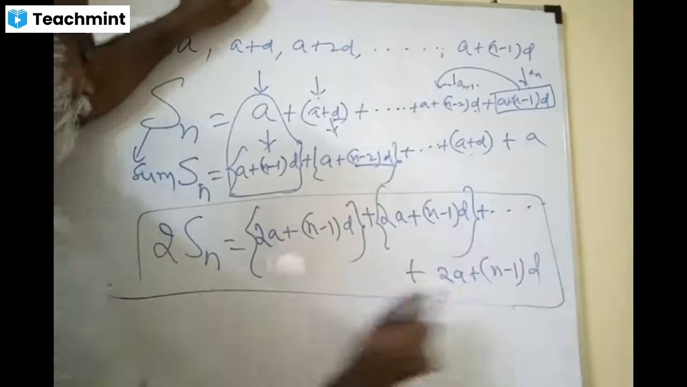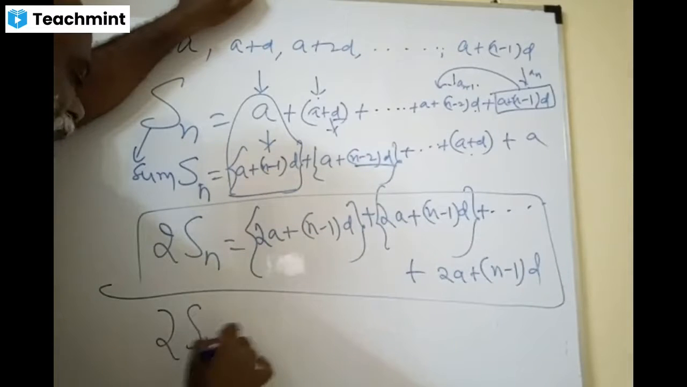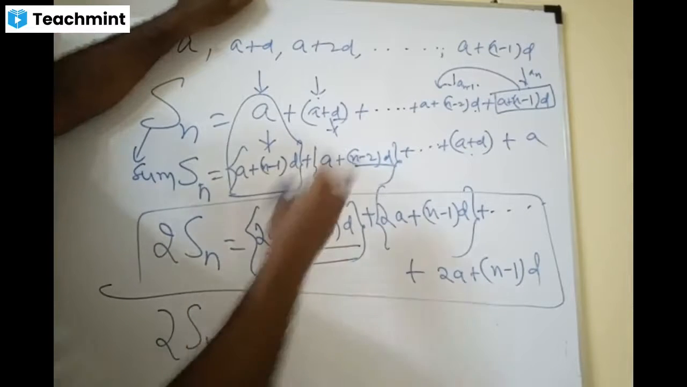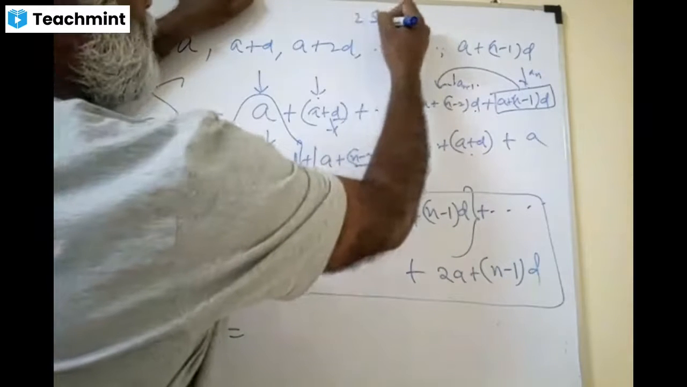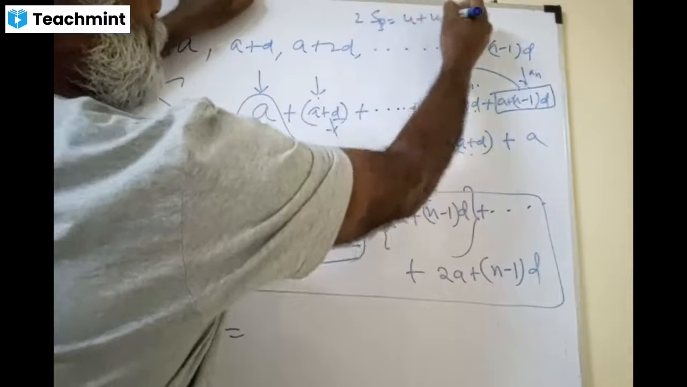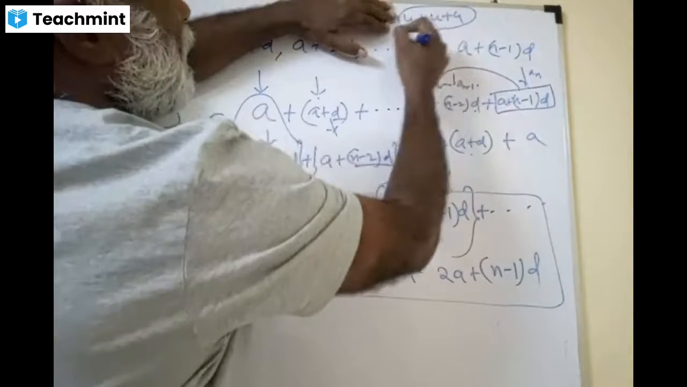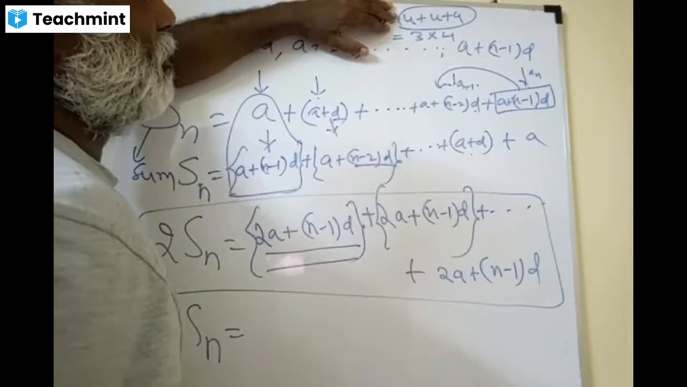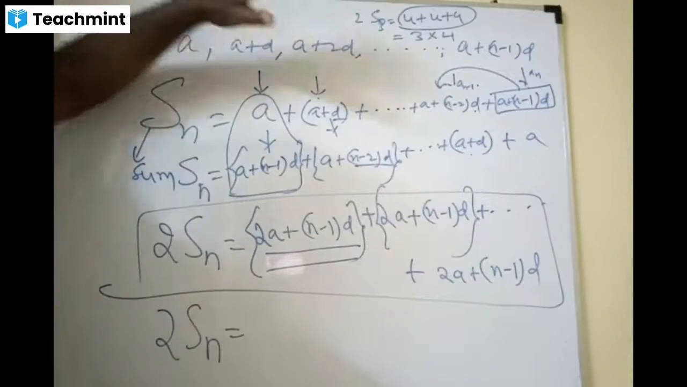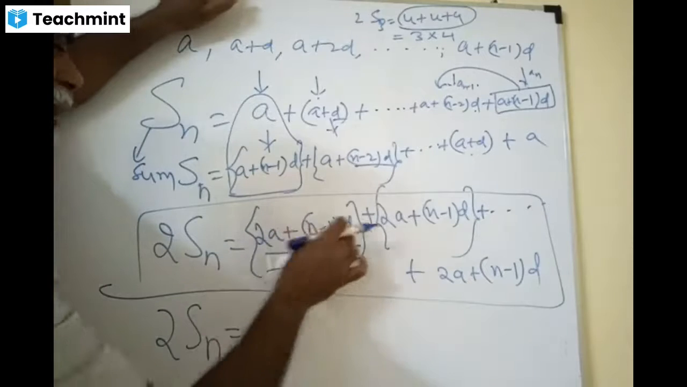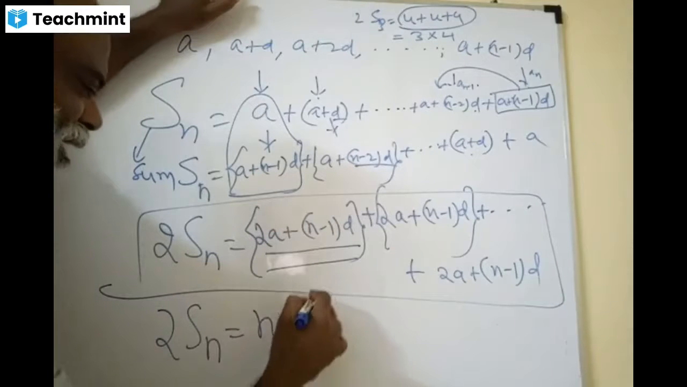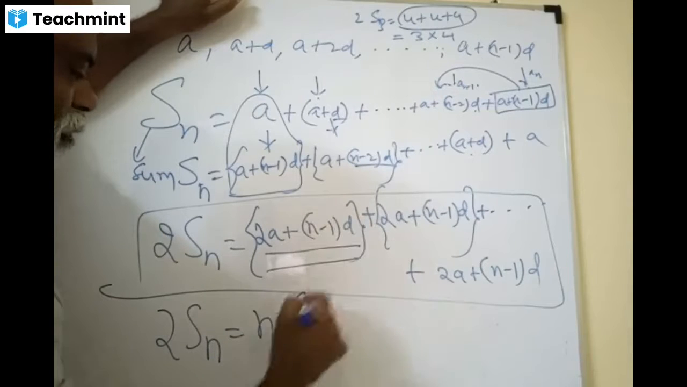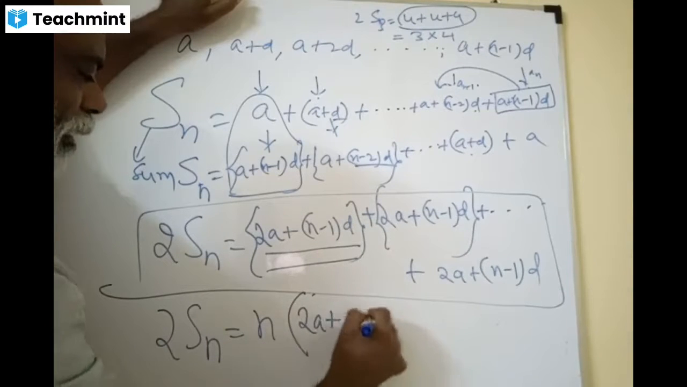2Sn equals to, this term is not repeating, dears. See, now when I say 2S3 is equal to 4 plus 4 plus 4, now how much do you get? 3 into 4, or not? Yes, sir. Because 4 is repeated 3 times. Here, 2A plus n minus 1 into d is repeated n times, my dears. Therefore, I have to multiply.